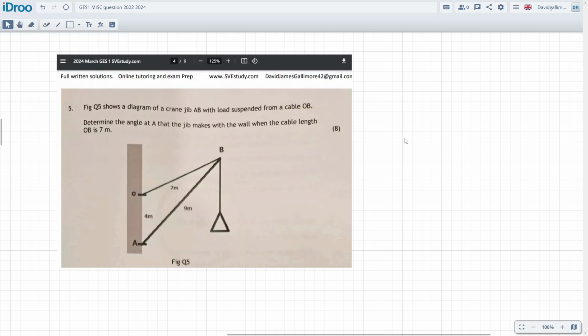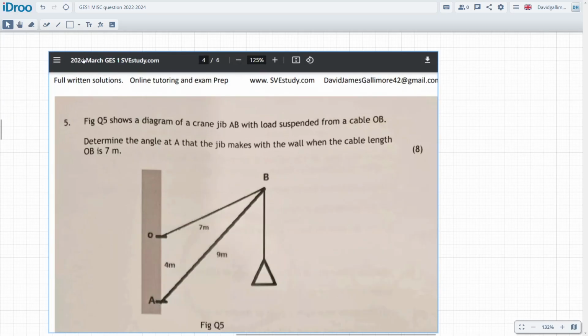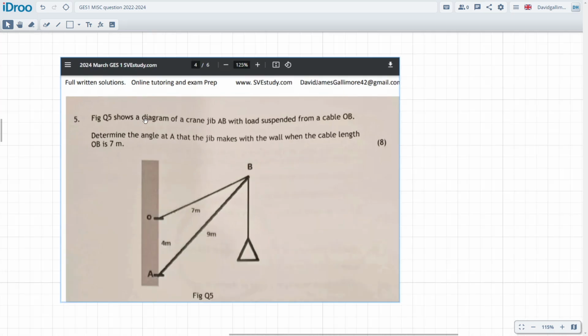Okay, let's do another one. This is March 2024, just gone, the last one. The diagram shows a crane jib, a crane jib AB with a load suspended from cable OB. Determine the angle A that the jib makes of the wall.